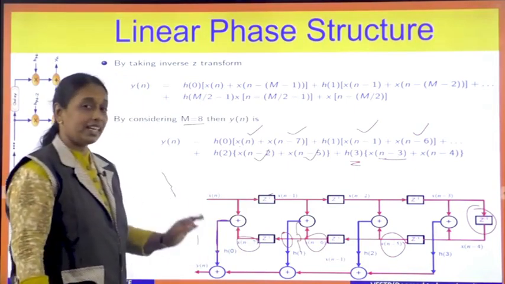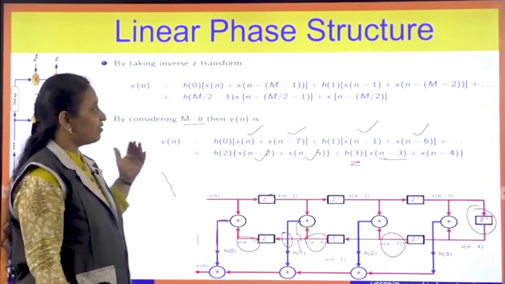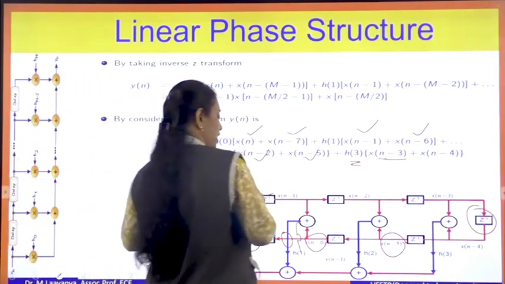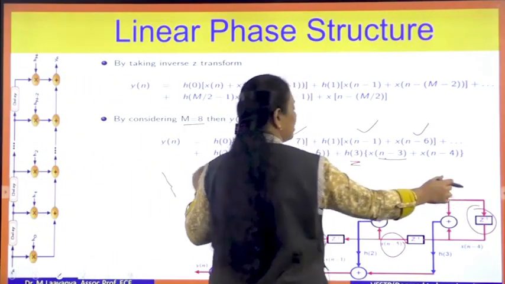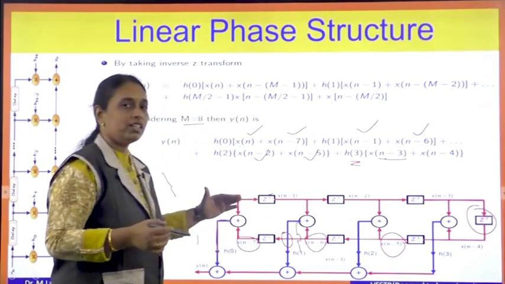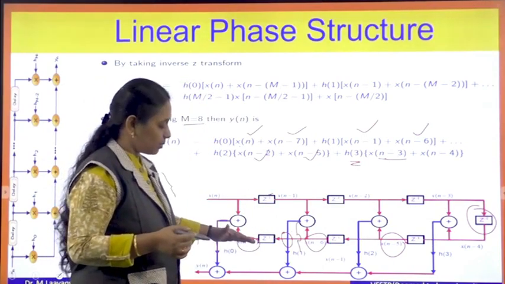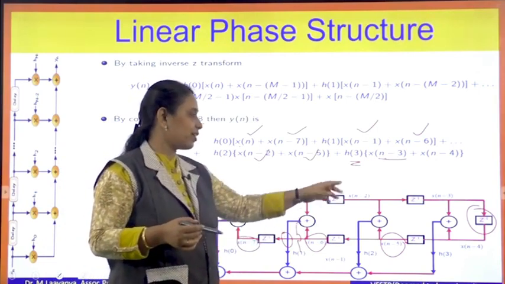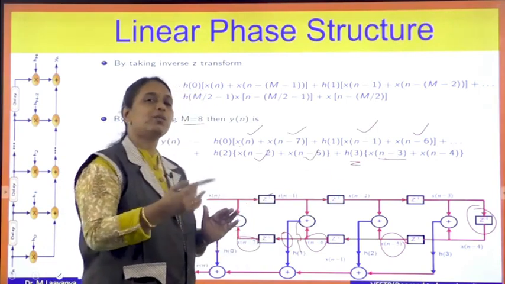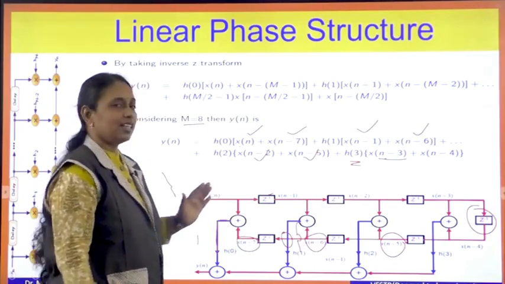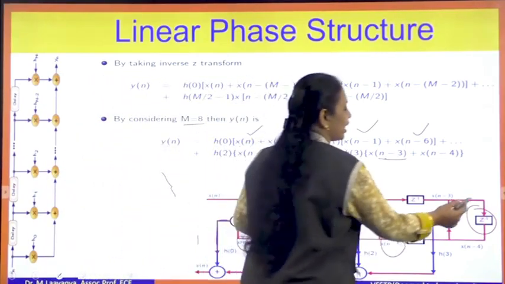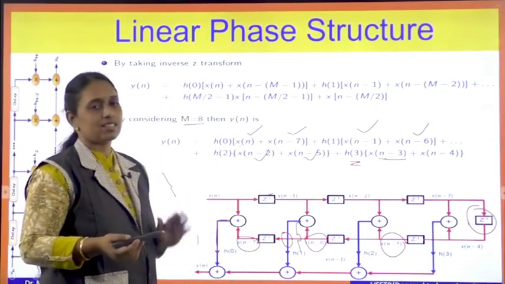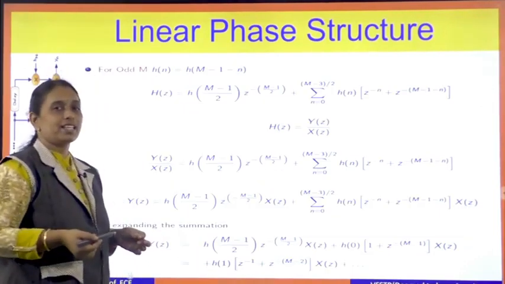So the hint for keeping it in mind is, when m is even, the number of delays in the horizontal plane will be odd. Similarly, down also you will add odd. See here how many delays I have? Only 3 delays, depending upon the length of the filter. Like that you have to have, and one delay you will have at the side.